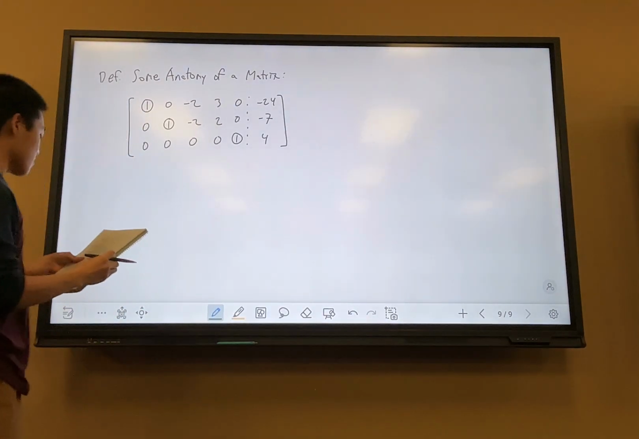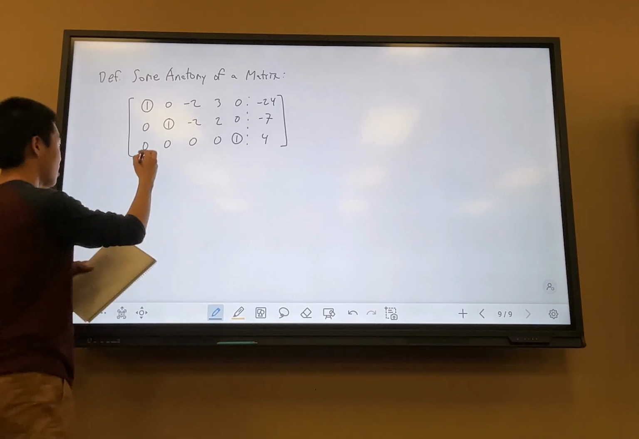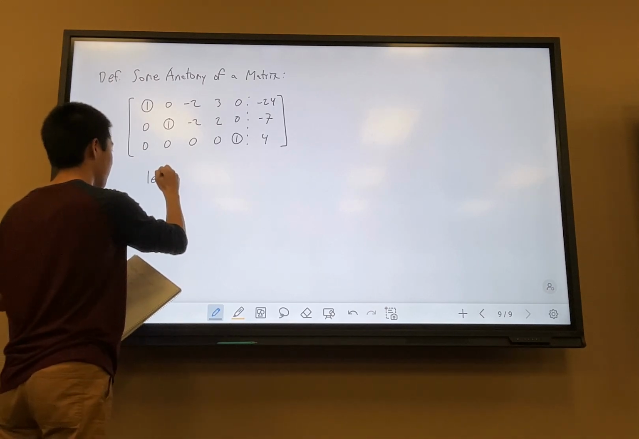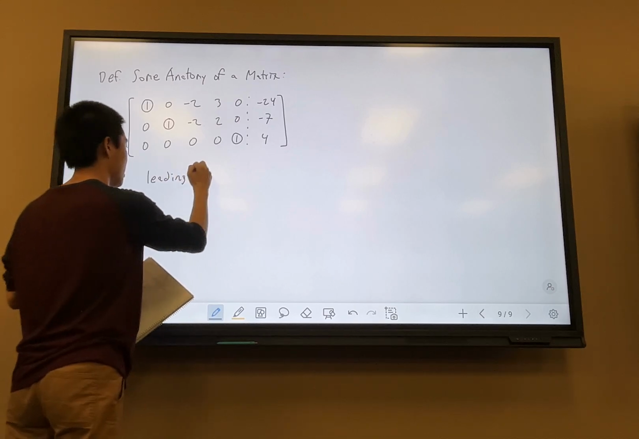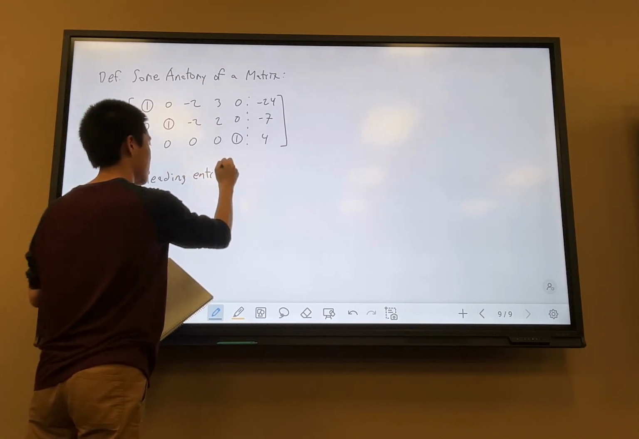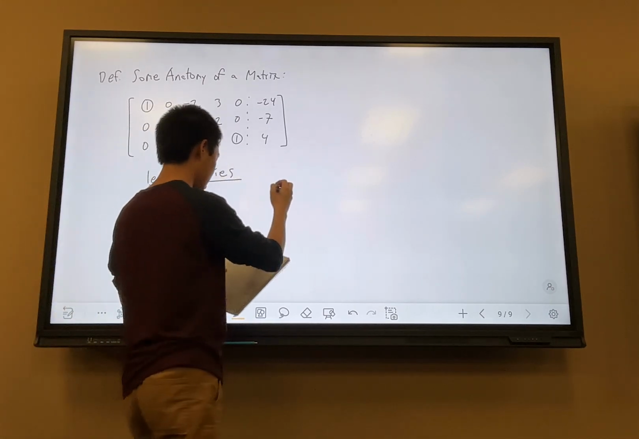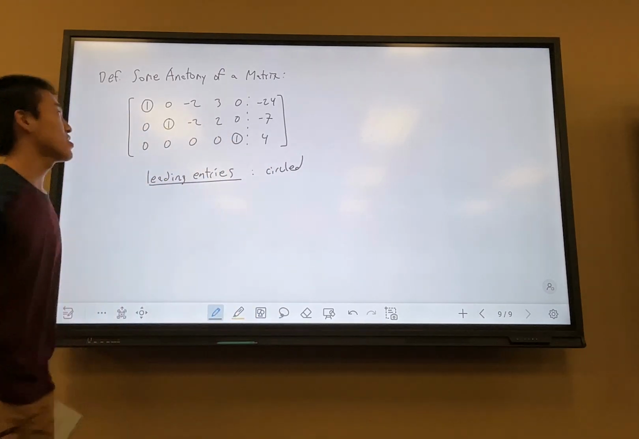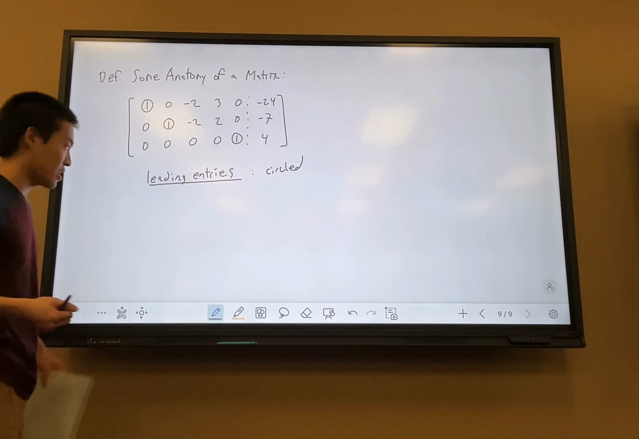Now, these circled numbers are going to be what we call leading entries, like we've been talking about. So the numbers that I've circled here, we would call those the leading entries.